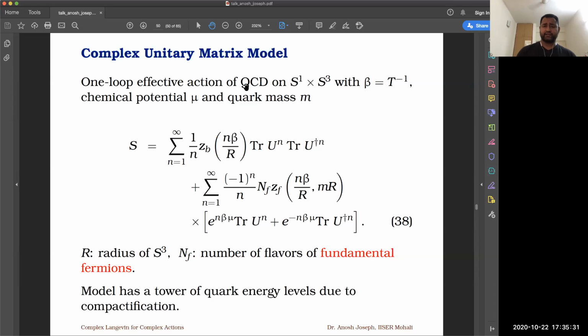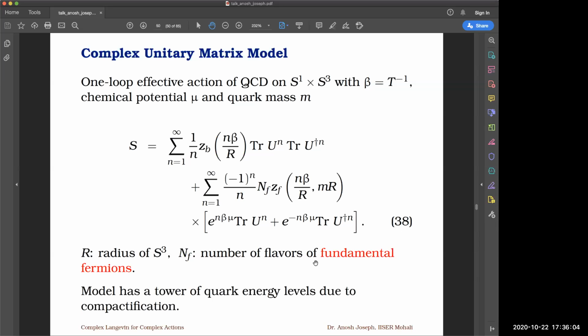The one loop effective action on this compact manifold takes this particular form, with n running from 1 to infinity. There is a bosonic partition function, then a gluonic operator, double trace, and then a fermionic contribution. This is the structure of the action. Here R is the radius of S3, and there are a number of flavors of fermions in the fundamental representation. This model has a tower of quark energy levels due to the compactification.